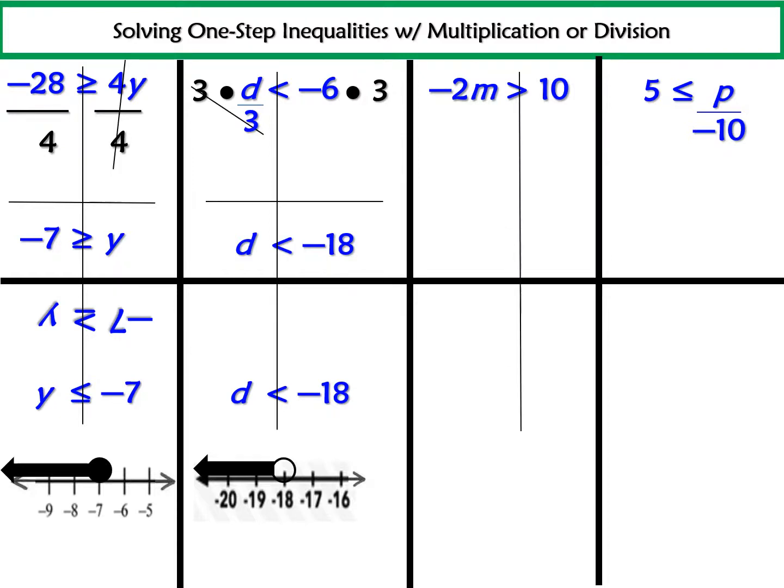Let's look at the third one. Again, to get m by itself, we're going to do the inverse operation, that is to divide both sides by -2, and we end up with m on the left and -5 on the right.